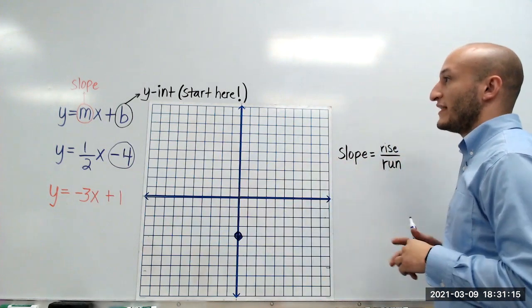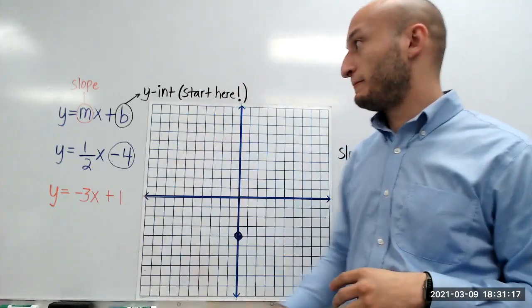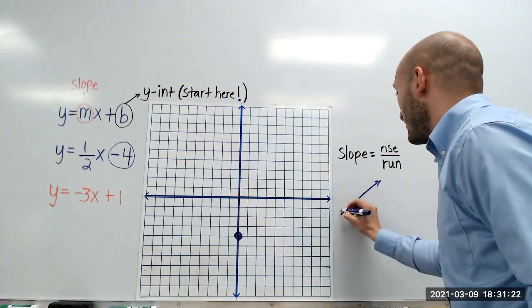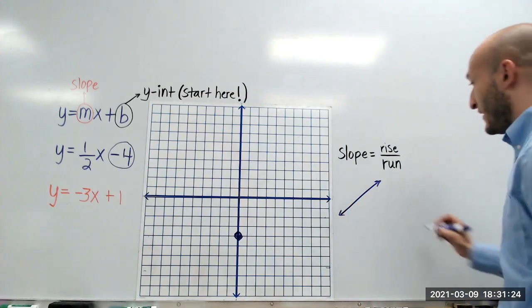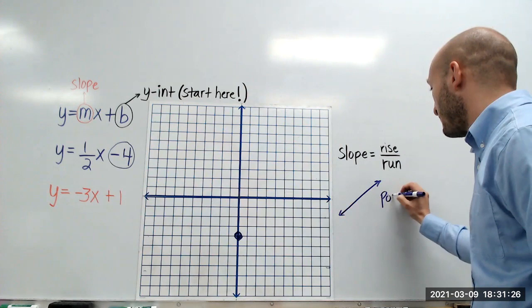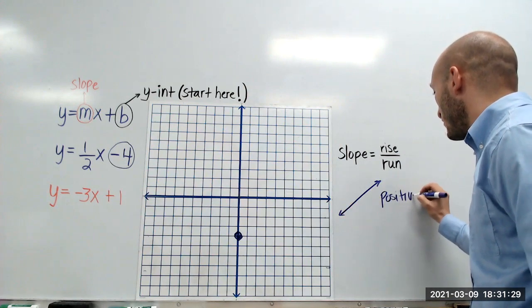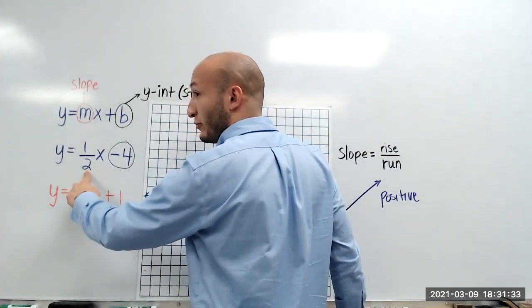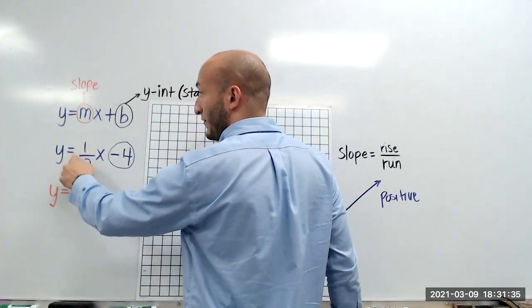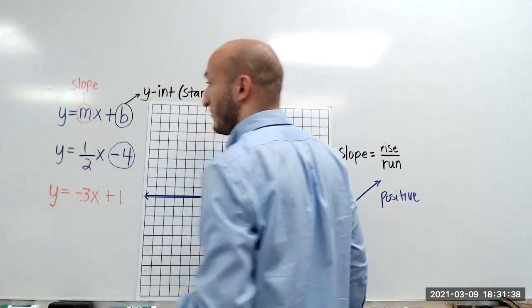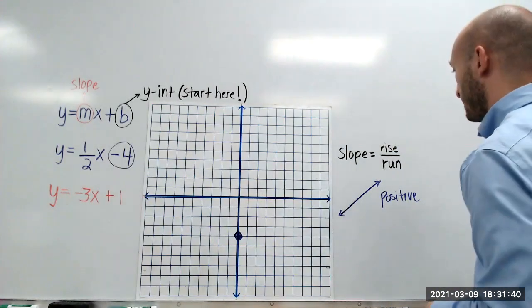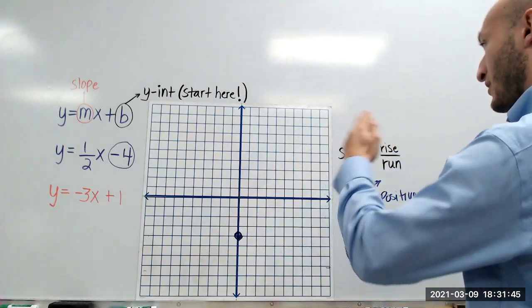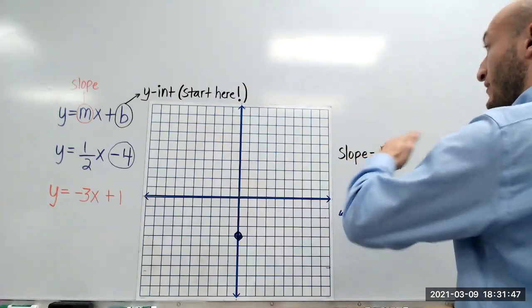Or you can also see it as, hey, my slope will look like this, going up the hill, if it's positive. In this case, my slope would be positive because I have no negative there. So 1/2 would be positive. It's going to look something like that. So that gives you an idea of which way it's going to be pointing.